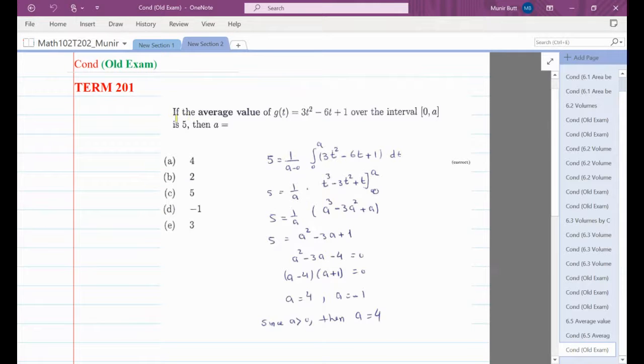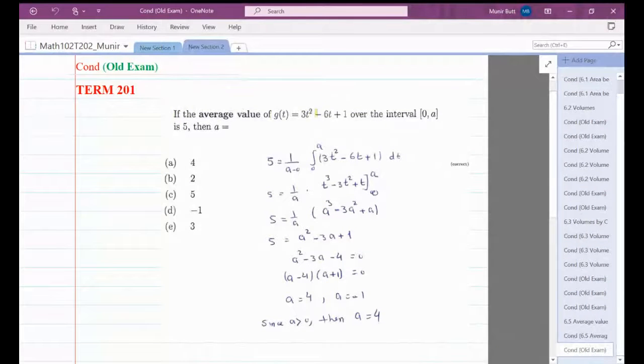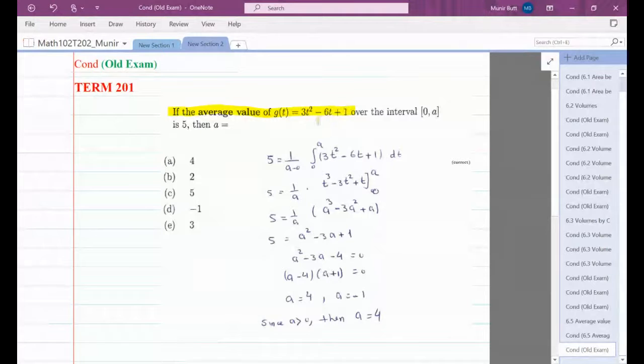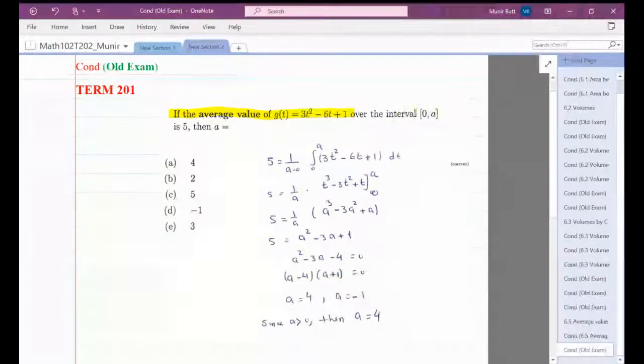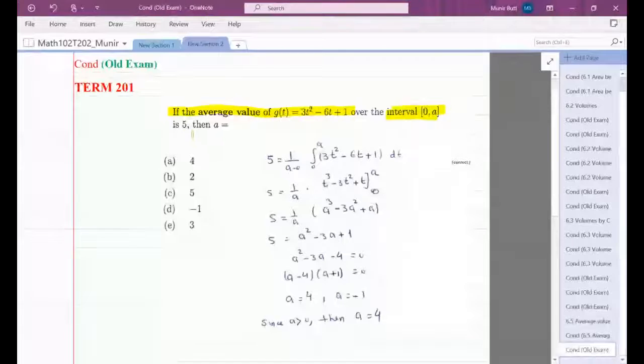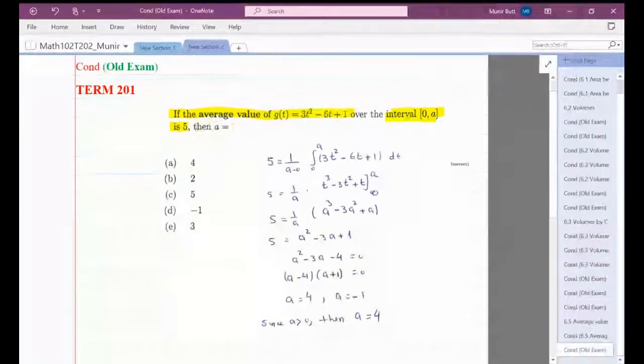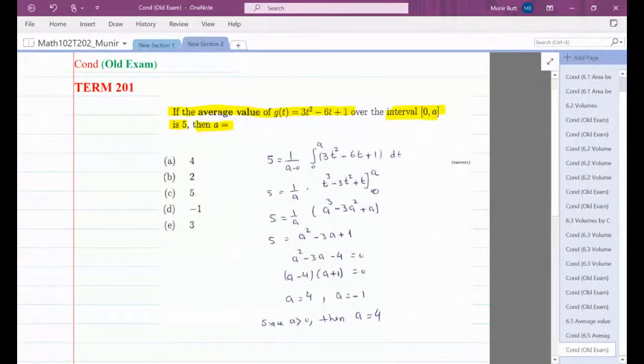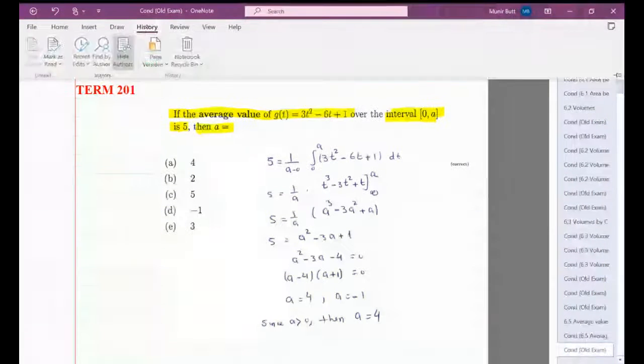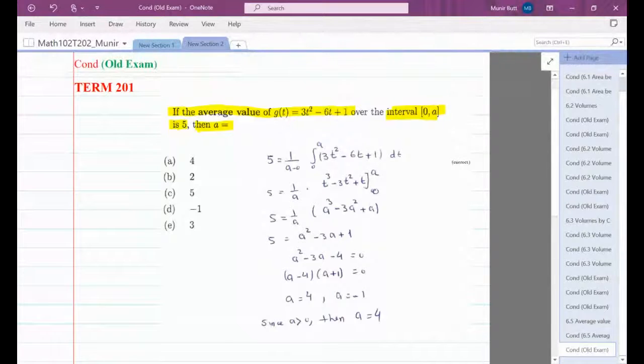So for example, this question was asked in term 201. It asks: if the average value of g of t, the function 3t square minus 6t plus 1, on the interval 0 to a is 5, then what is a? So he gave us the average value, but he asked us what is a. The solution is already there, but for the sake of completeness, I will try to do it myself.